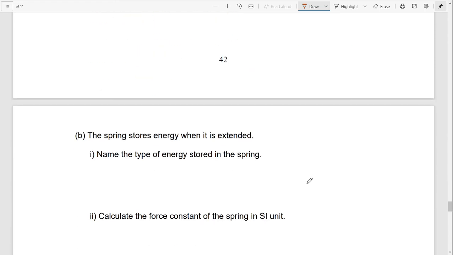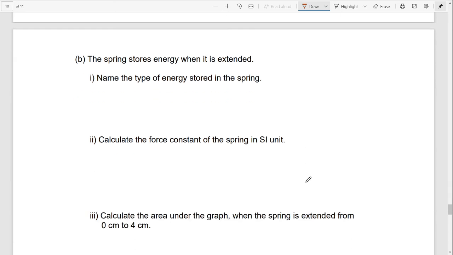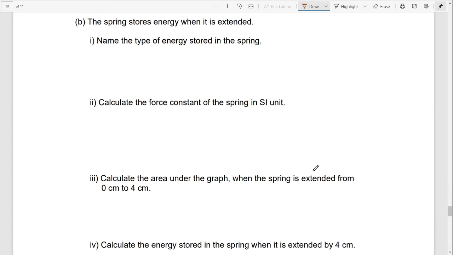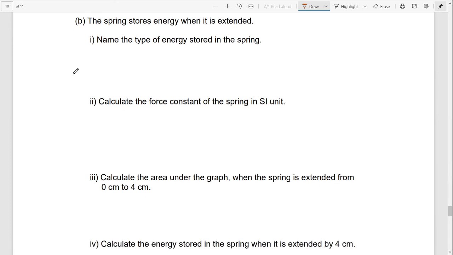Okay, so we move on. The spring stores energy when it is extended. Name the type of energy stored in the spring. Well, very easy question. That one must be elastic potential energy.